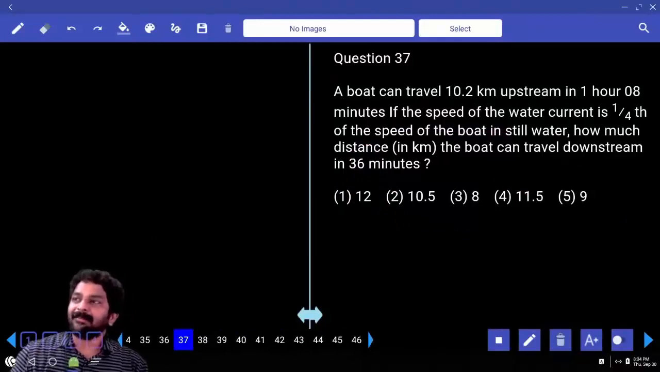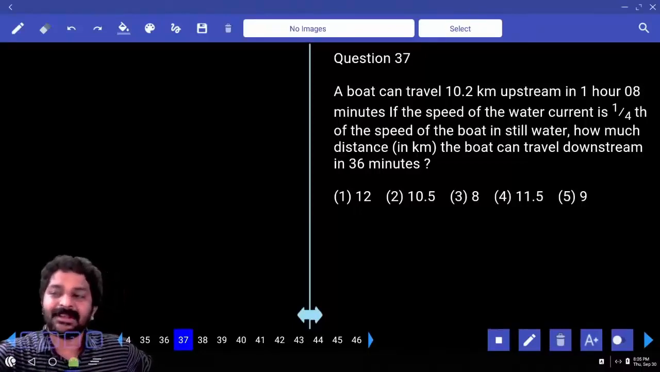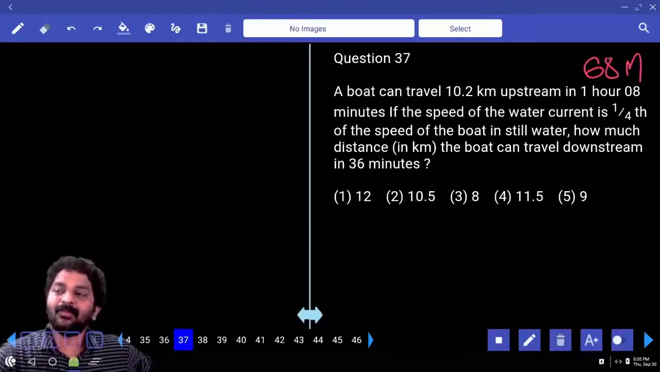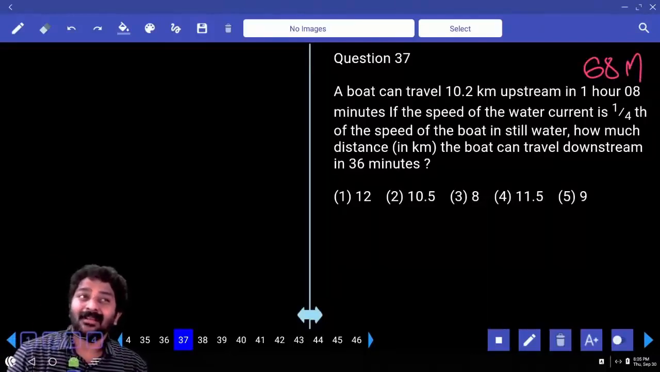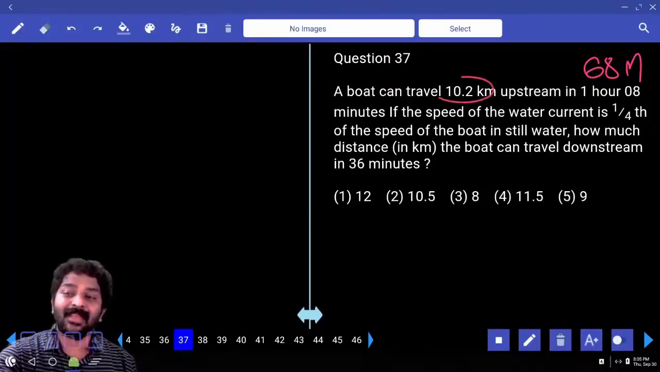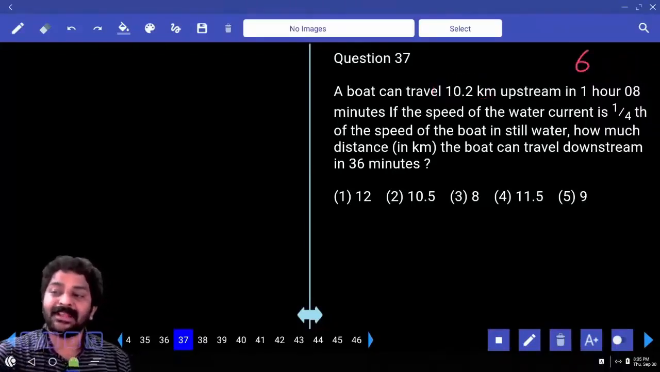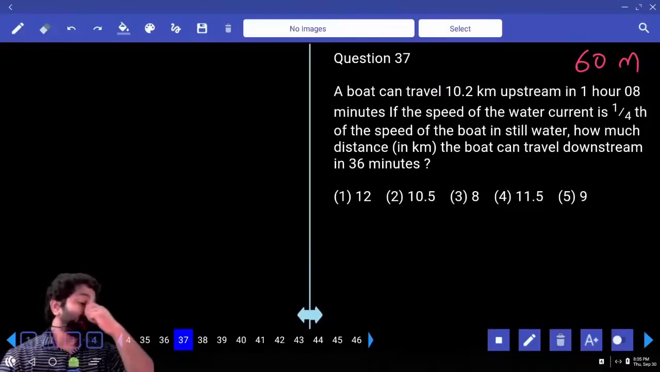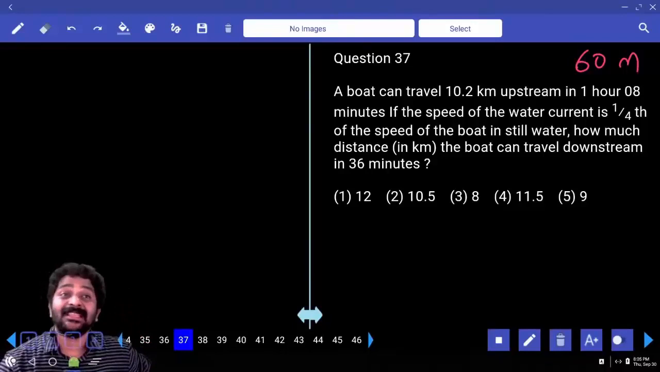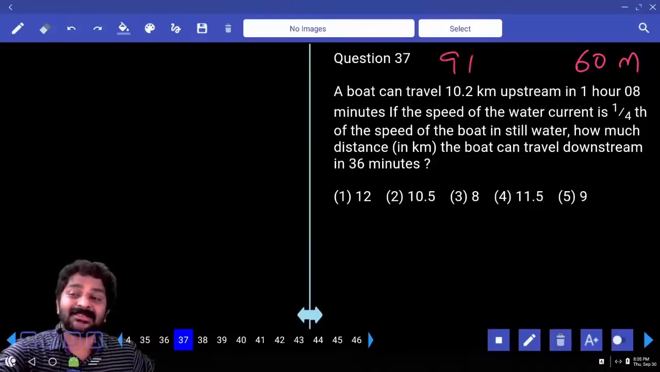A boat can travel 10.2 kilometers upstream in 1 hour 8 minutes. 1 hour and 8 minutes, that is 68 minutes only. What is half of 68? 34. Here we have 10.2. Got the point? So to calculate speed in kilometers per hour, we'll have to calculate it for 60 minutes only. Half of 60 is 30, the sum of both 60 and 30 is 90. That means 9 kilometers we are supposed to consider.